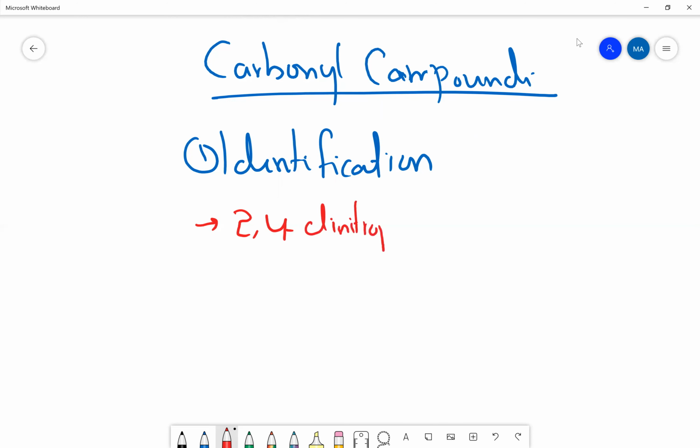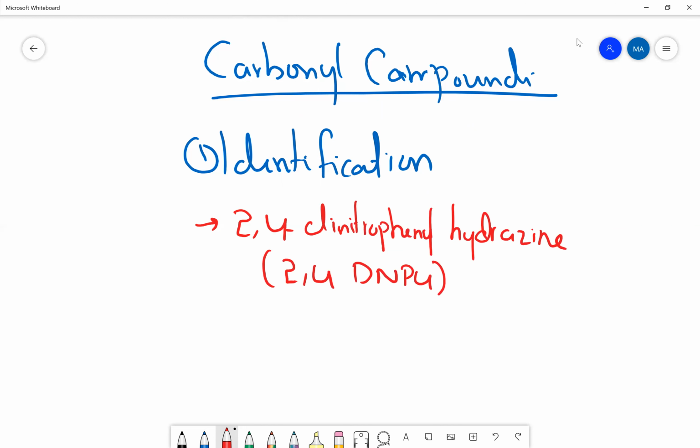Oh wait. What was the definition of that one? Oh, wait. Never mind. So we're just going through the nomenclature? Are we just going through identifying what the carbonyl compounds are?